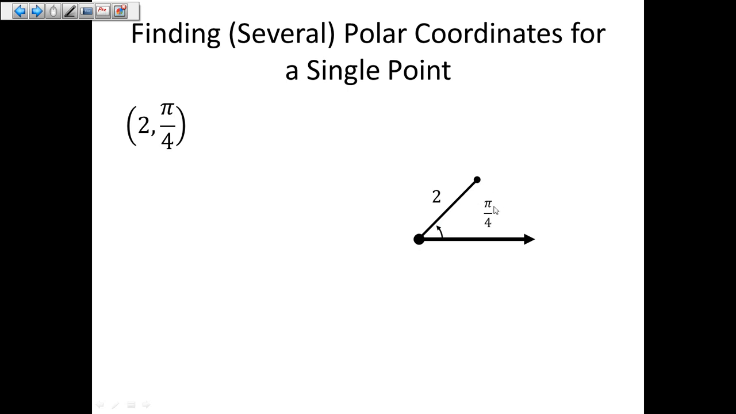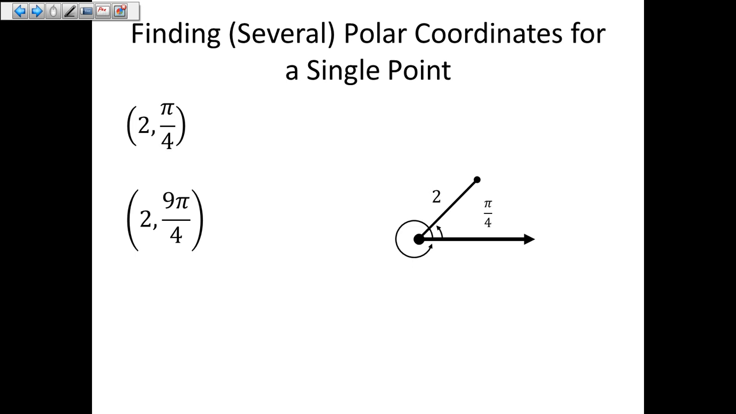Okay, so how do we give more polar coordinates for that same point? Well, one option would be to do a full revolution and then the angle of pi over 4. So that would be 2 pi plus pi over 4. Well, that gets you to the exact same thing. If you spin around once and then go to the angle, you're going to be facing the exact same direction.